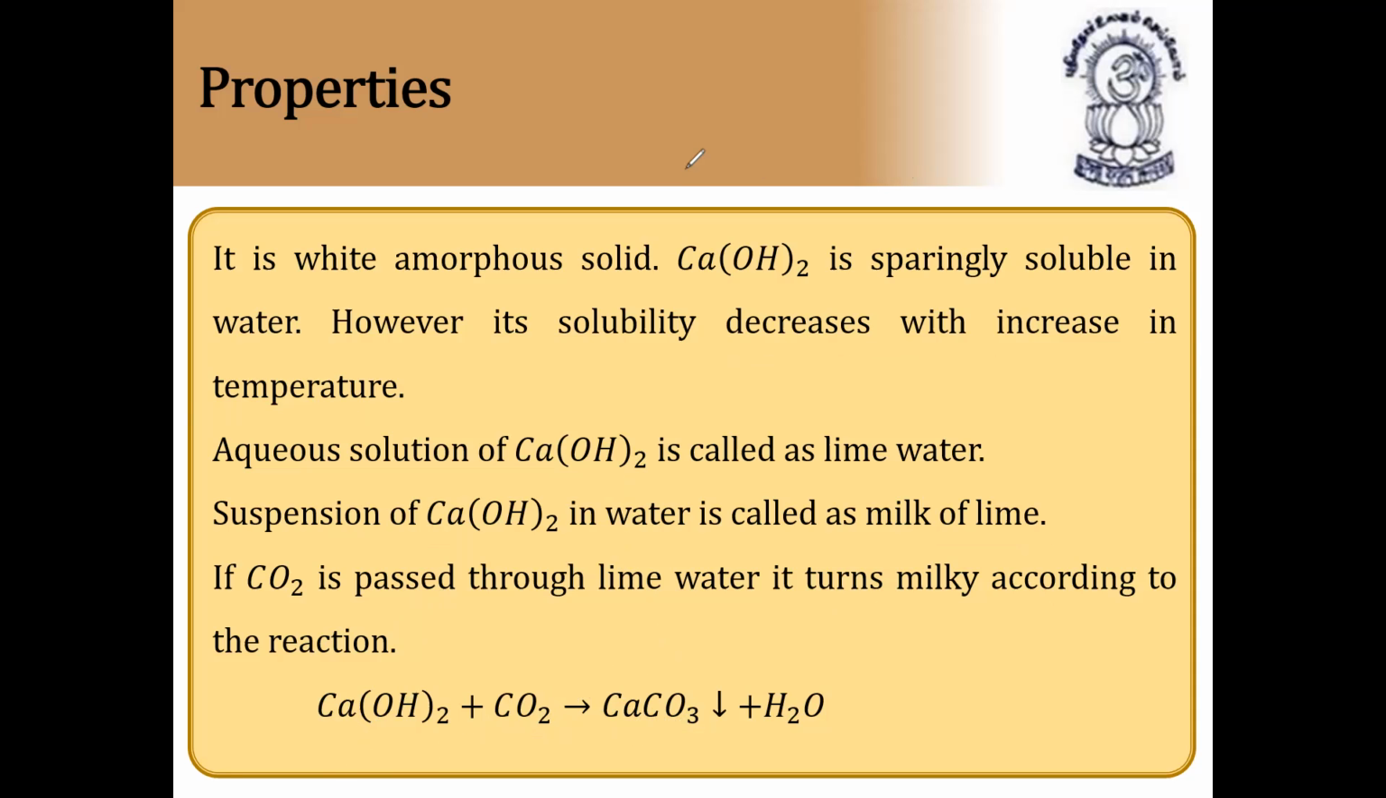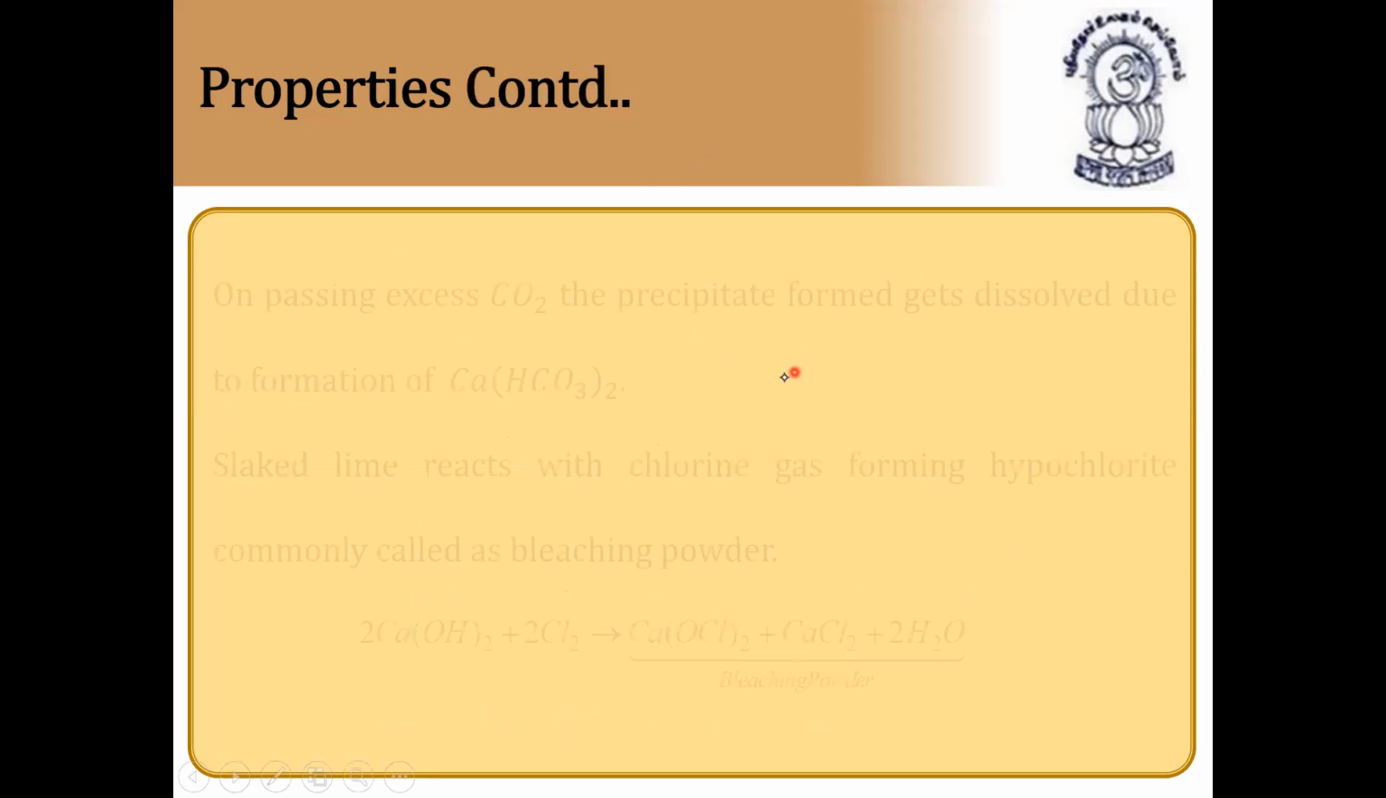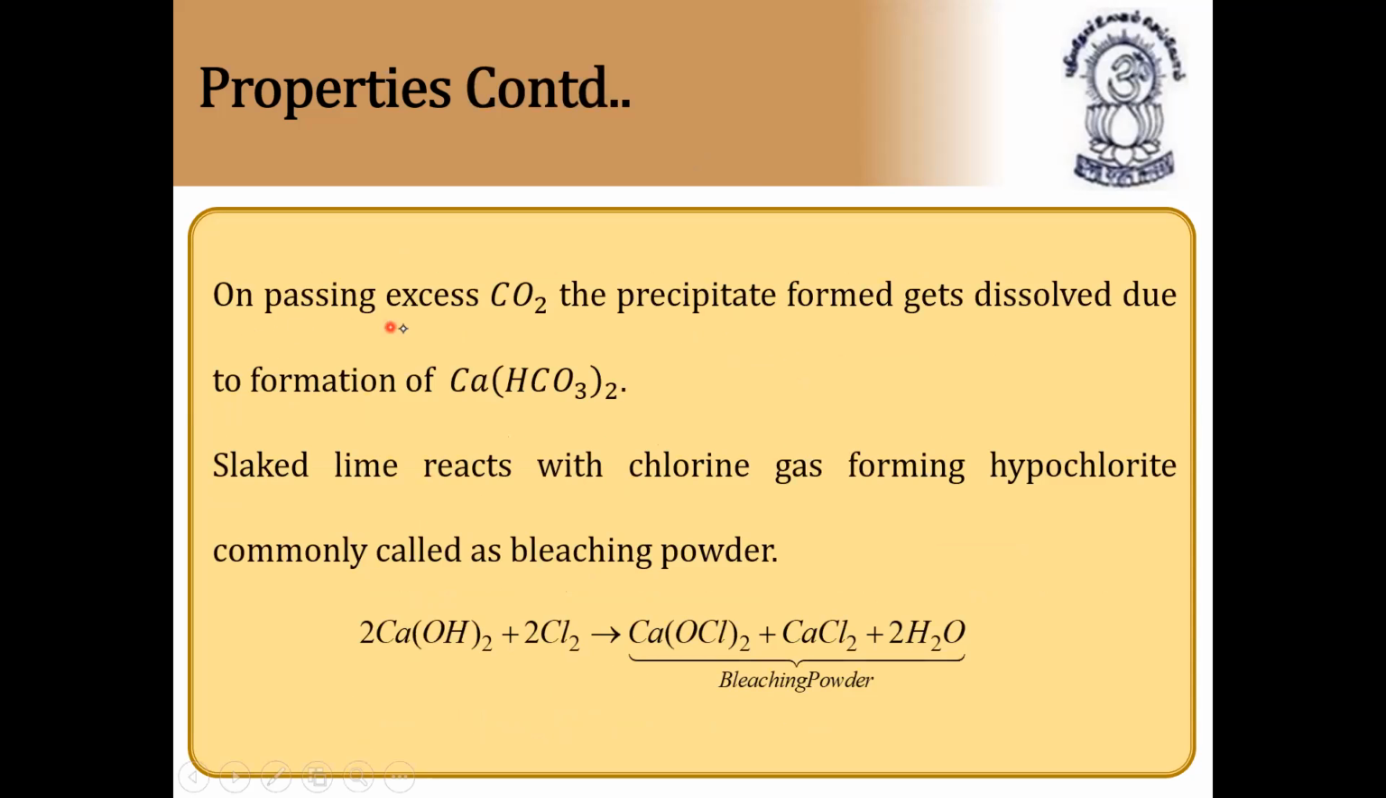Next, continuation. On passing excess carbon dioxide, the precipitate formed gets dissolved due to the formation of calcium bicarbonate. So if you pass excess carbon dioxide, it results in the formation of calcium bicarbonate. Slaked lime reacts with chlorine gas. It combines with chlorine gas to form bleaching powder, commonly called bleaching powder.